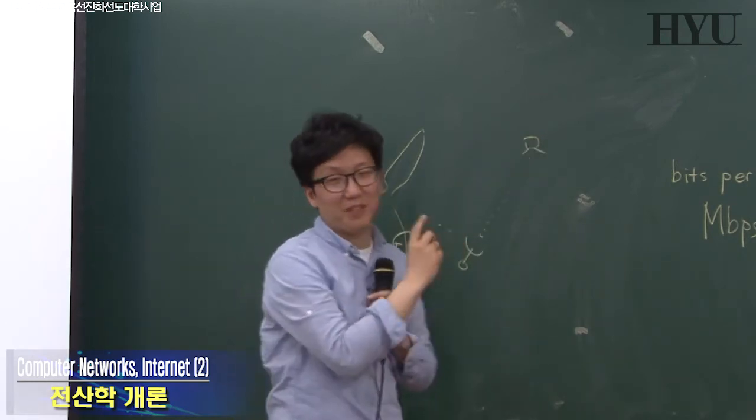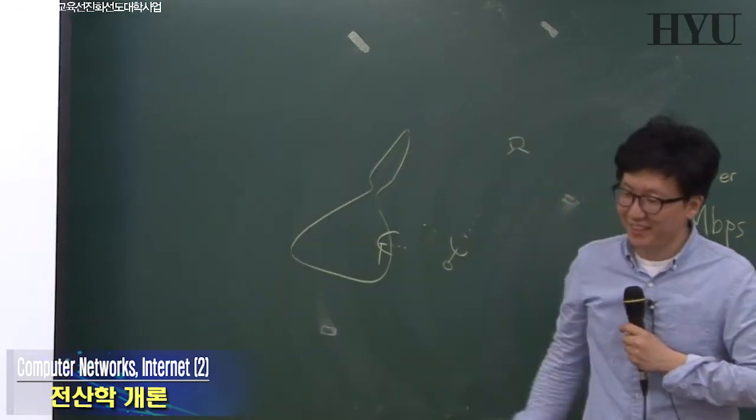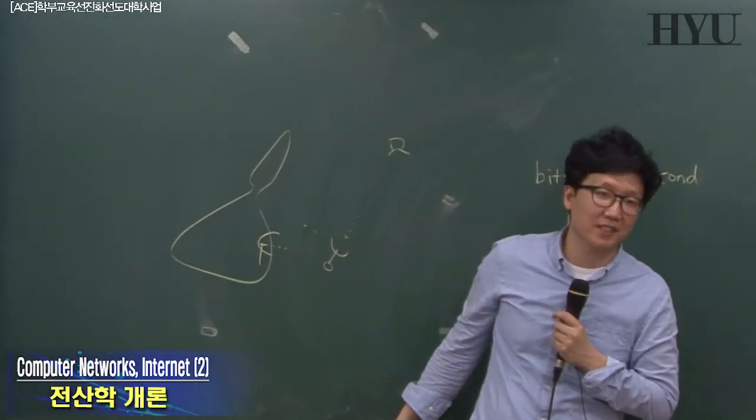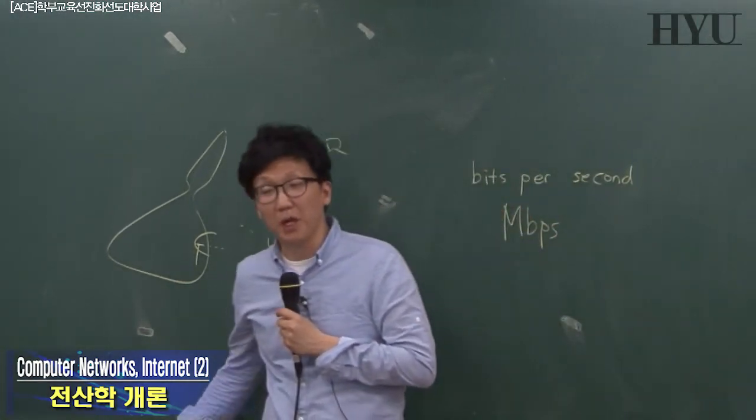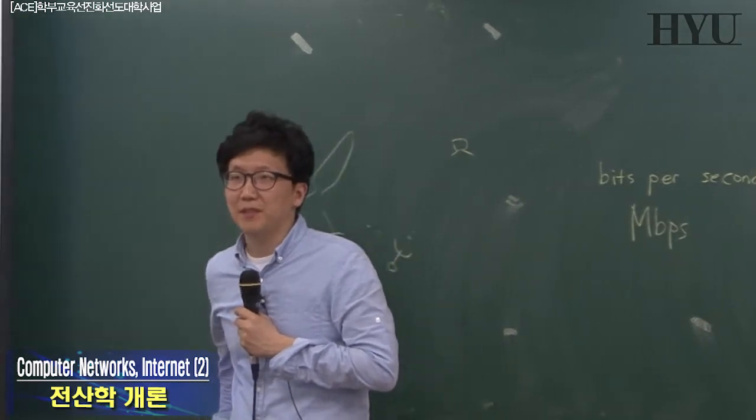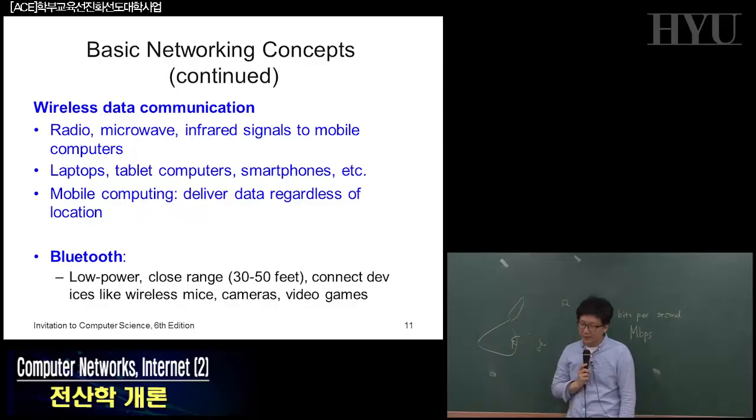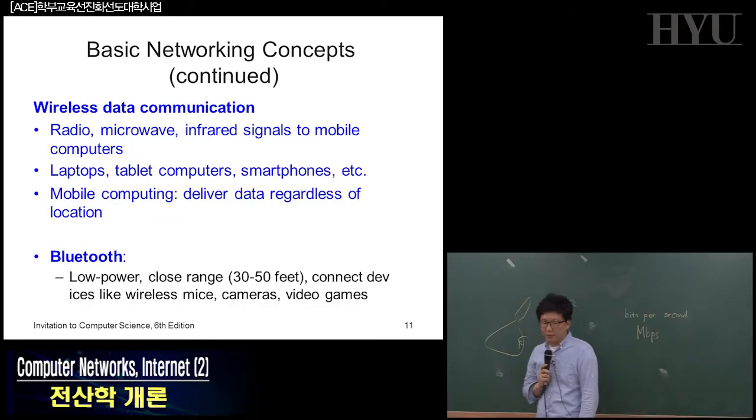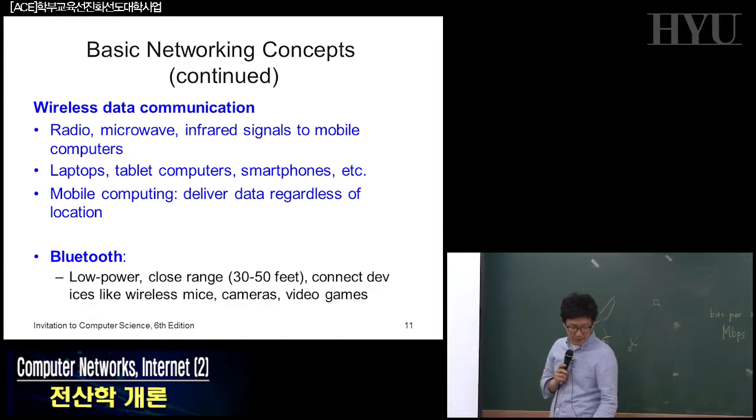Satellite, anyway. So there are many different technologies out there for you to use wireless communication. Usually slow and expensive. Mobile computing: data delivery regardless of the location, and so on.